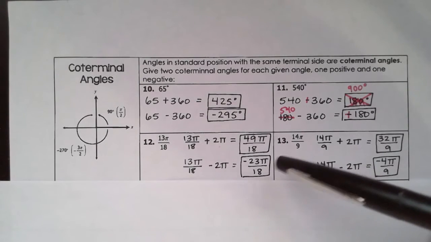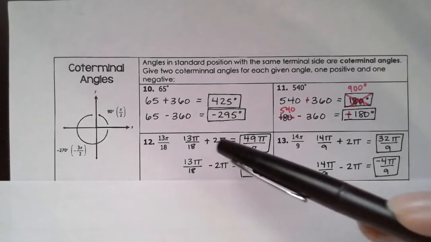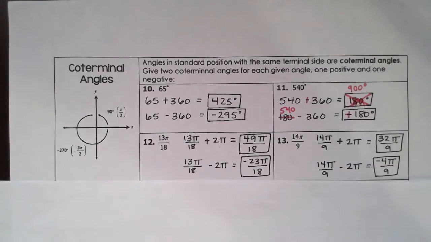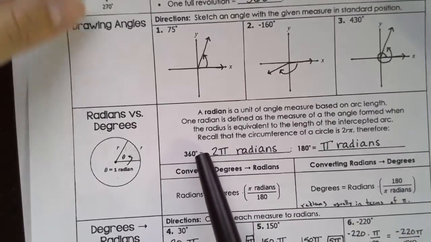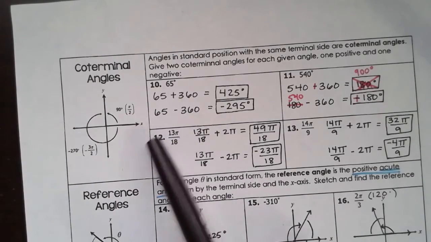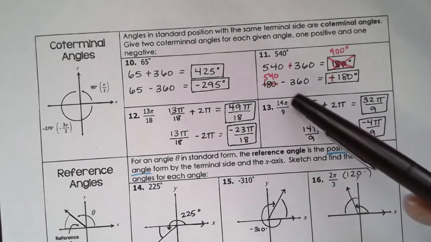If you're given a radian measure, you would have to add the full rotation, but in terms of radians. And we know this: a full 360 degree rotation is 2 pi. So you add and subtract 2 pi from a given radian measure, and the same goes for this example.